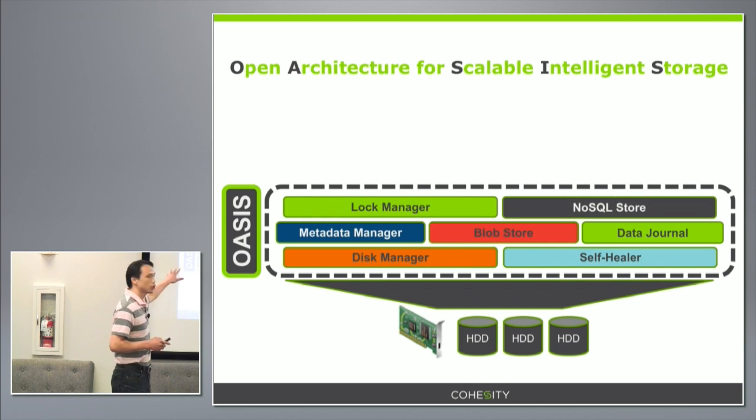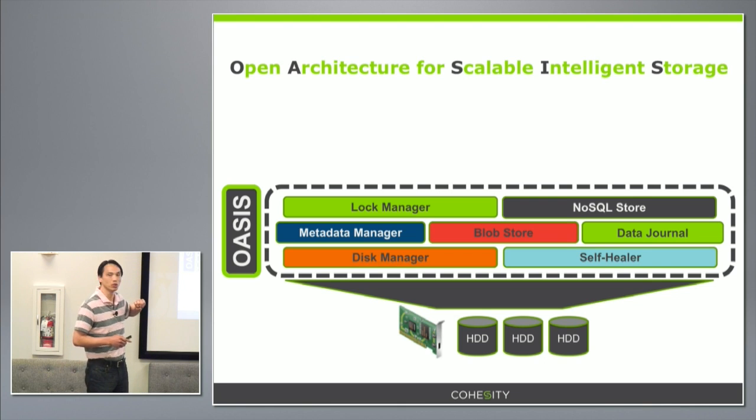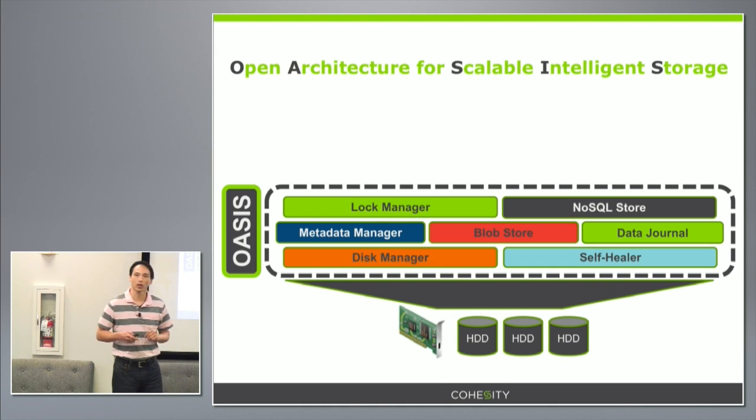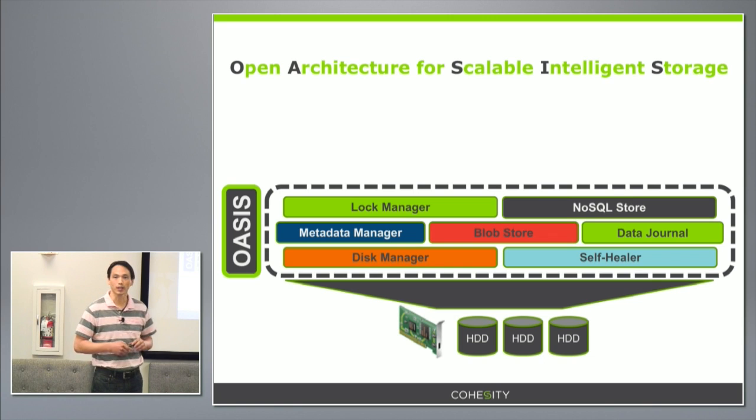The first is a distributed lock manager. This is being used to do coordination and leader election. Second is a distributed NoSQL store. This is our distributed key value store. It's a strongly consistent key value store, and we built it in-house. A layer below that is the metadata manager. So this is a file system that manages directory structures and inodes.